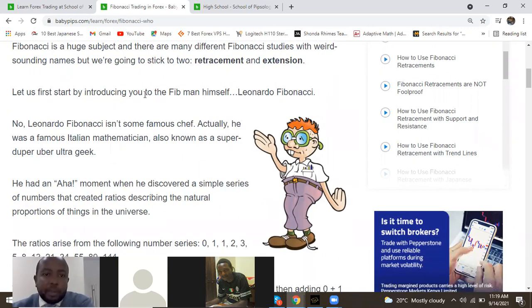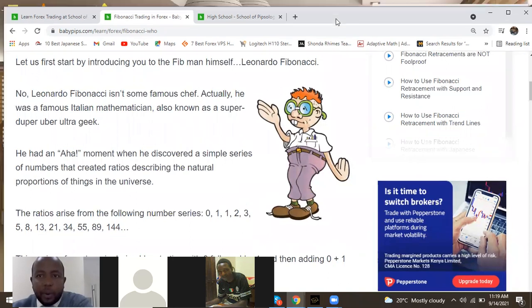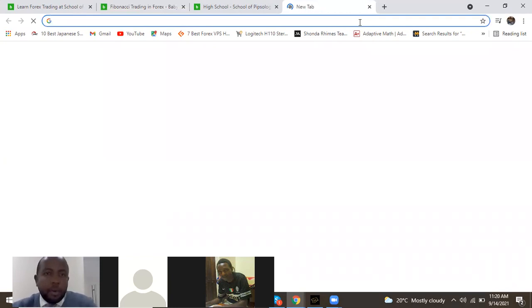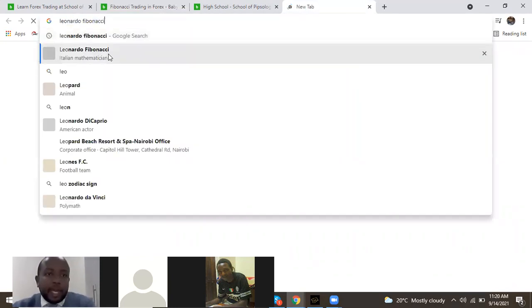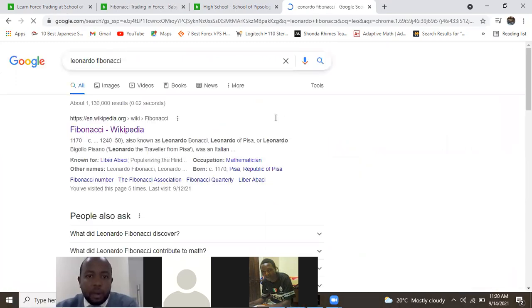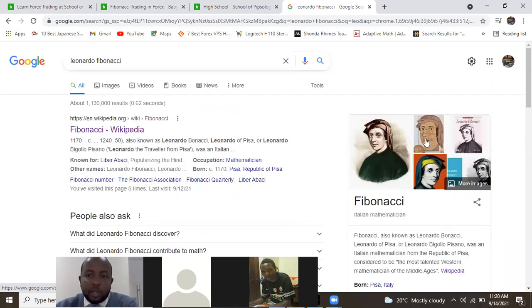So let us first introduce the guy himself. This is called Leonardo Fibonacci. We need to see him. So just a minute. Leonardo isn't some famous chef. He was actually an Italian mathematician. So this guy was very idle when he was able to come up with whatever we are about to learn today. So let me show you the guy. He's called Leonardo. Yeah, he was an Italian mathematician. So let's just have a look at him. Leonardo of Pisa. I just want you to see the images. So this is the guy.